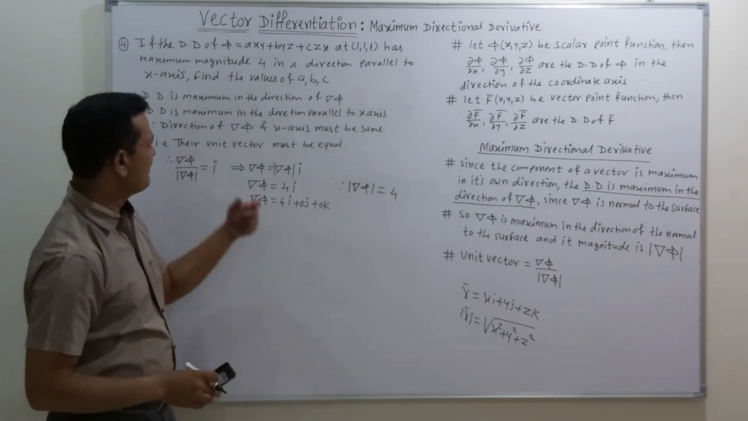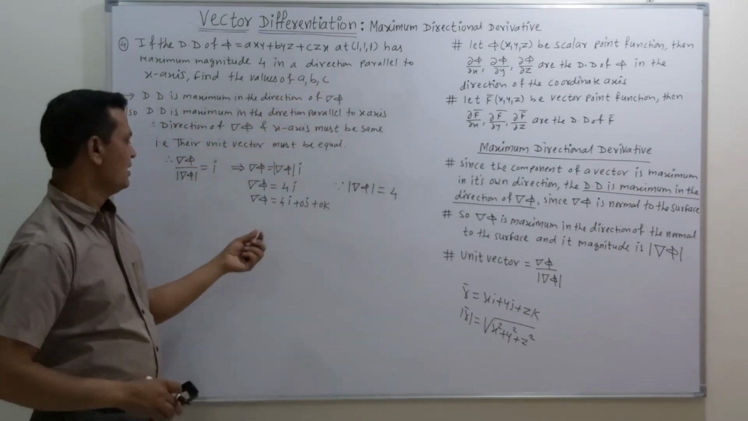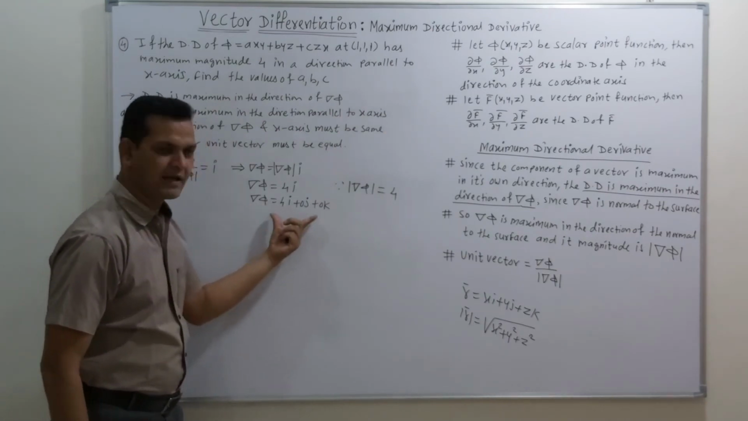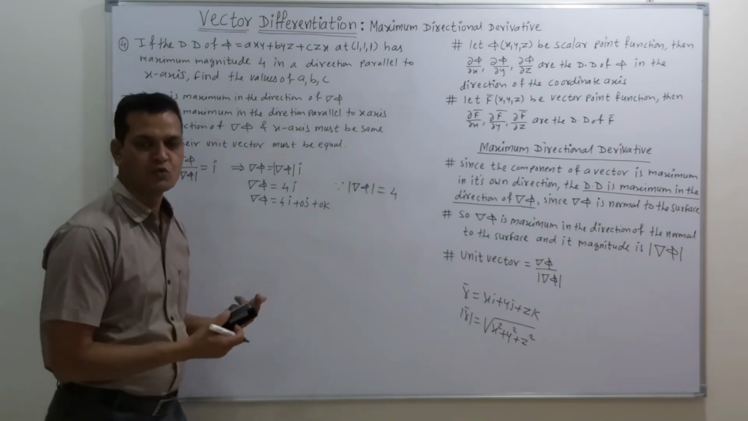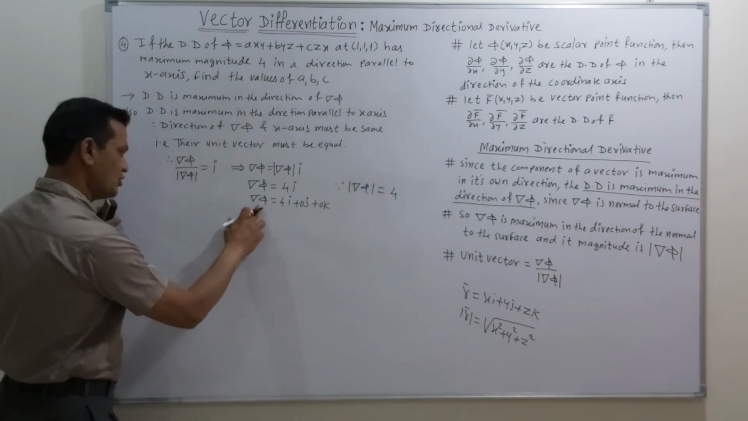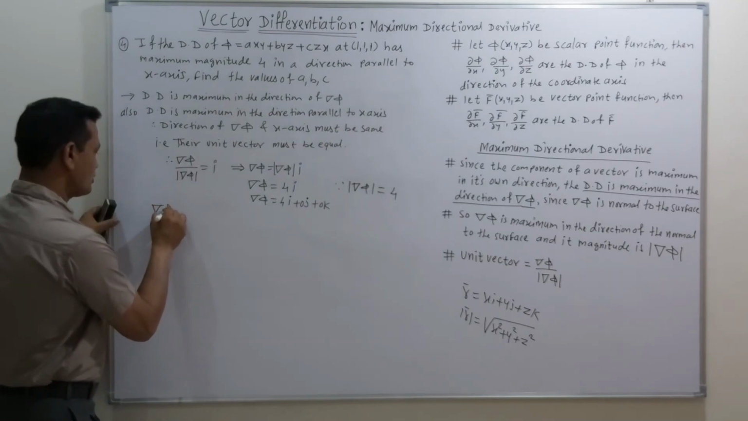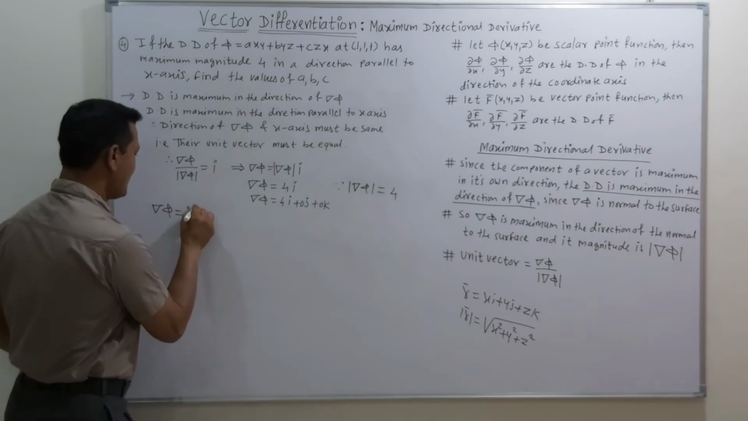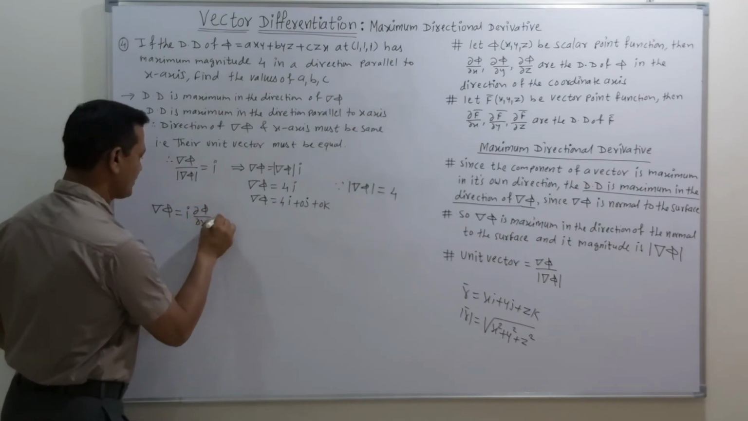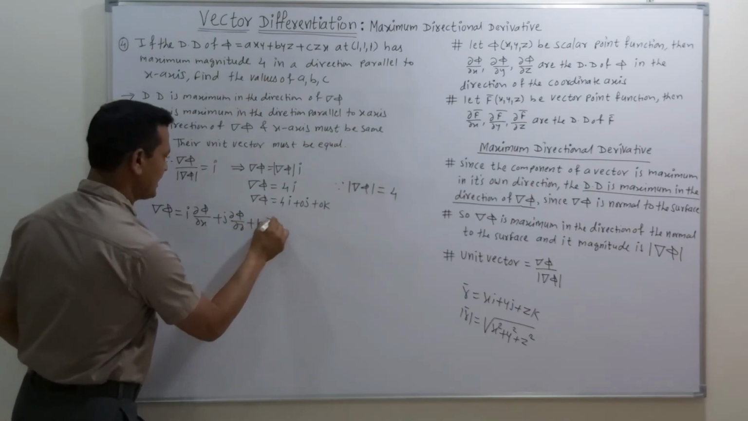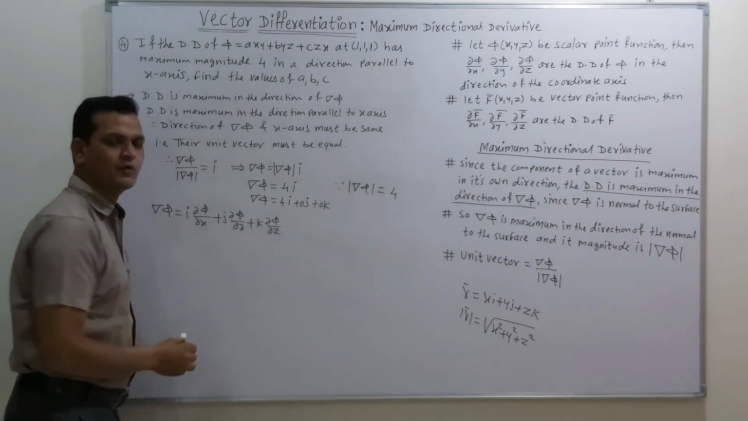Now friends, our aim is to find the values of the constants a, b and c. That means find the value of del phi and compare these two terms. After comparing these two terms, we get the values of the constants a, b and c. So the next aim is to find the value of del phi. We know that del phi denotes the gradient, which is defined as i times the partial derivative of phi with respect to x plus j times the partial derivative of phi with respect to y plus k times the partial derivative of phi with respect to z.